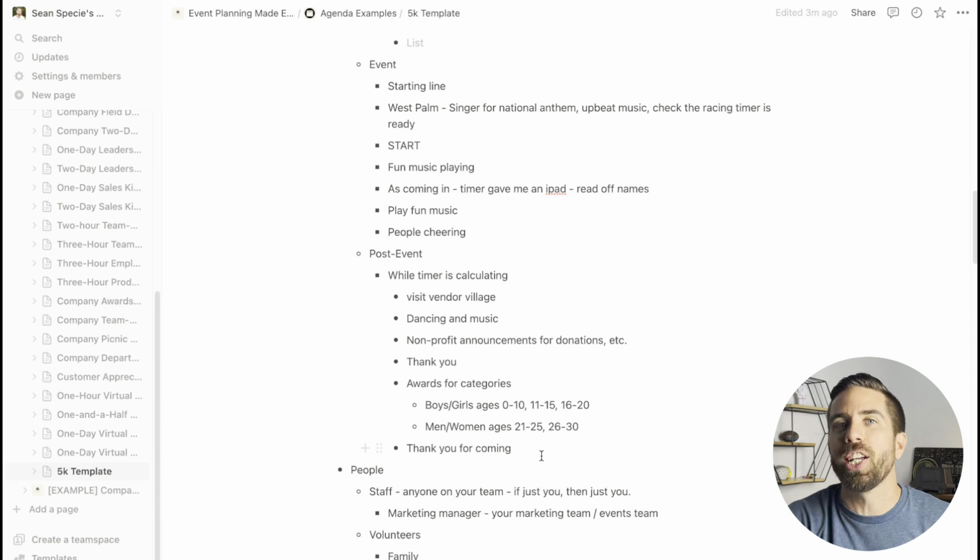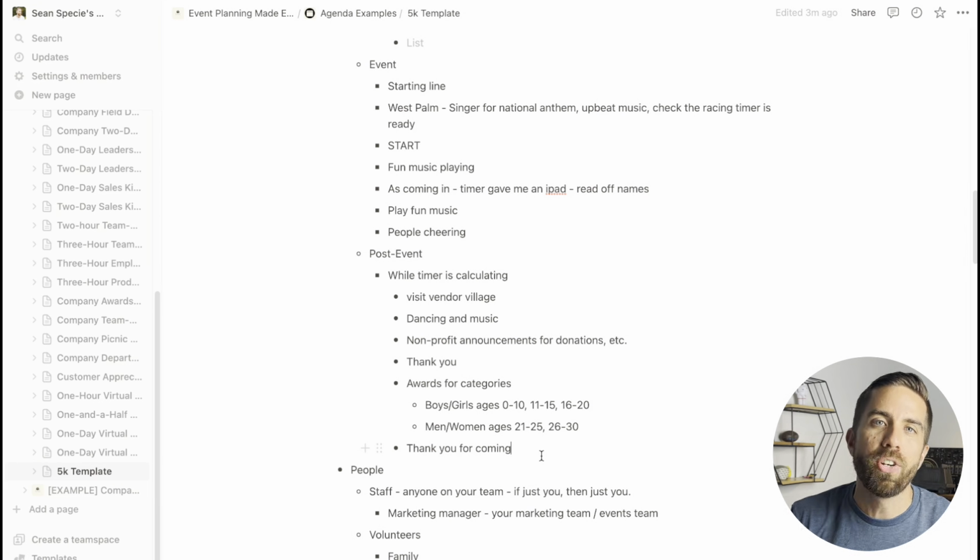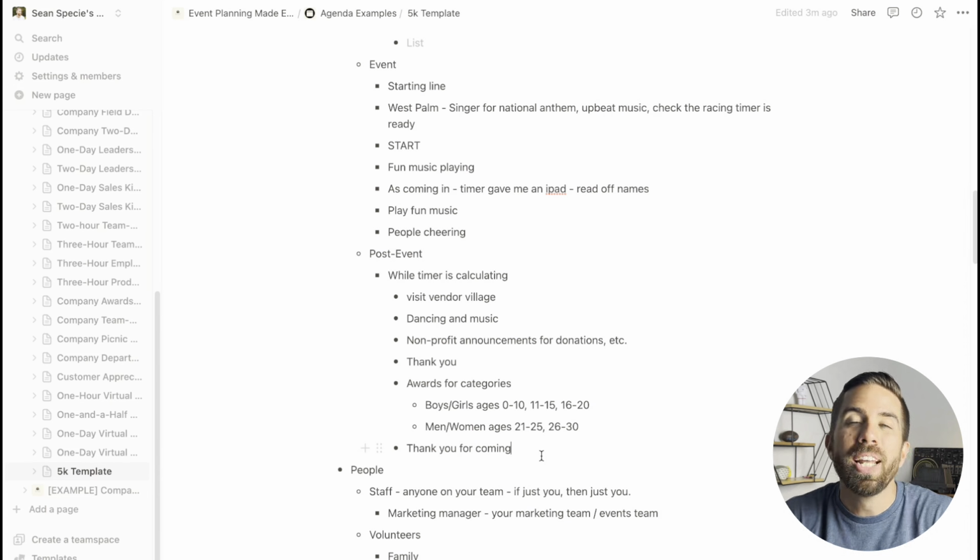And then you need to switch into it's time to pack up mode, where everyone is loading up, vendor village is shutting down, your vendors get to pack up and go home, and you get to celebrate the end of a successful event. Make sure to include that in your plan.